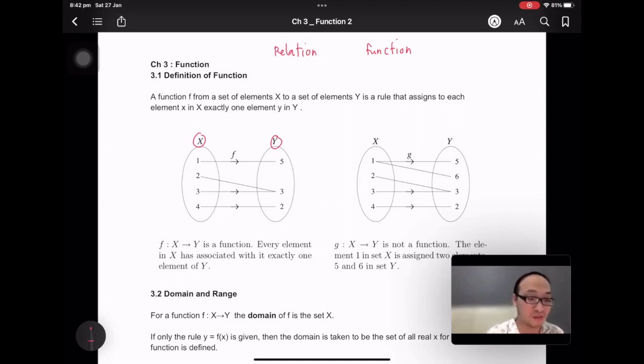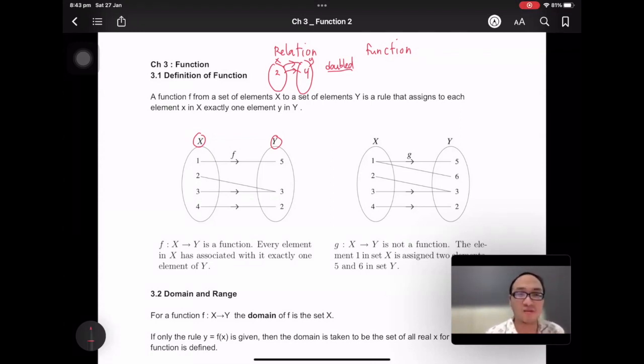For example, I can relate x, y by the relation double. So that means if I have 2 in x, as the result, I will have 4 because y is double of x. This rule is called a relation.